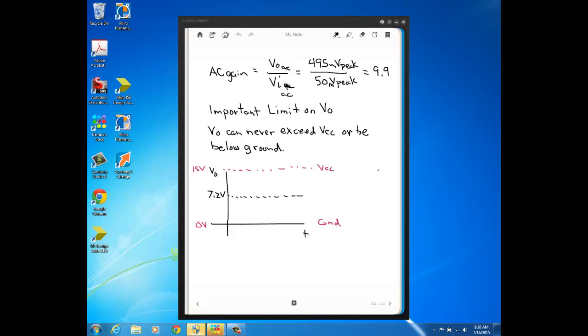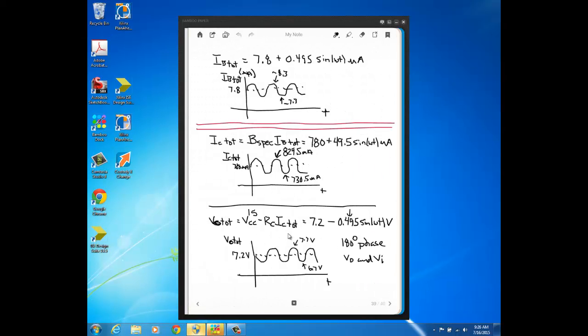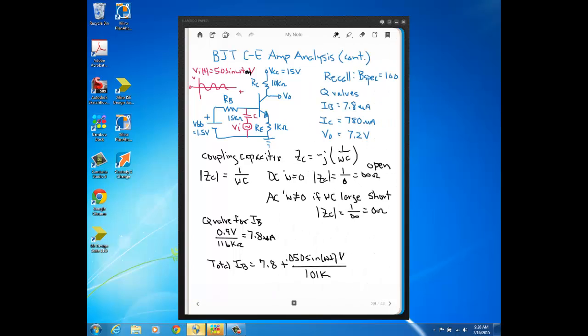Alright, last thing here is I want to talk about an important limit on V out, and that's this statement right here. V out can never be more than your VCC, and it can never be below ground for this type of amplifier. That's because on the output side of the circuit, the collector side, that's the DC energy that we're supplying, 15 volts. Also, we're not supplying a negative voltage for this amplifier. Because we're not supplying a negative DC voltage, V out can never be negative, so it can't be below ground, which is 0 volts.